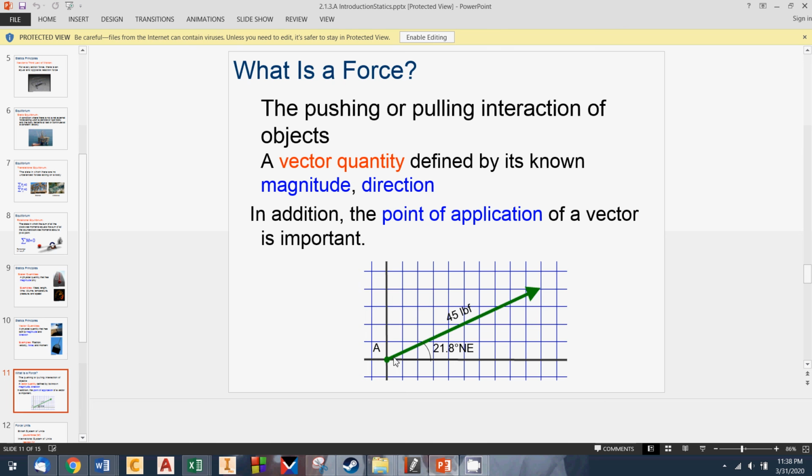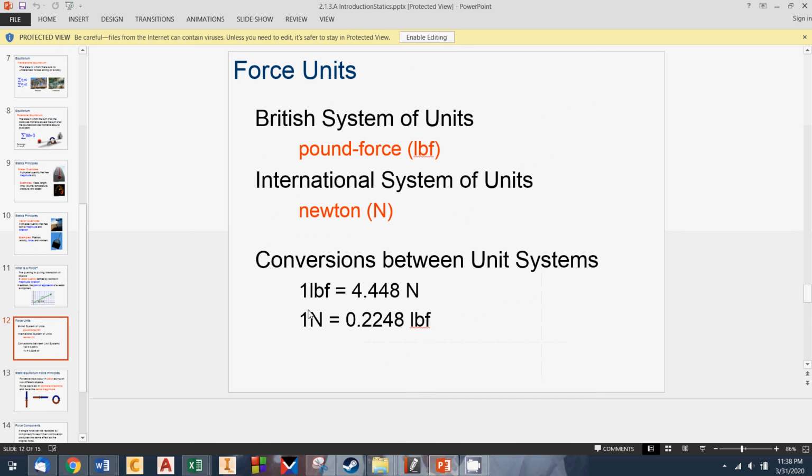Remember we have a sense, this one is up and to the right, and we can break them down into their constituent parts, their x and y parts. We've used these all year, but the British system, which we're going to use mostly, we're using pounds force as our unit of force, and the metric system is going to be, of course, newtons. And you can convert between them using these conversions here.